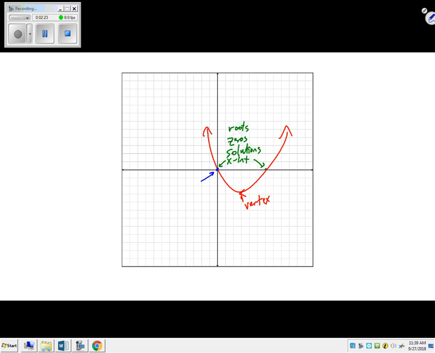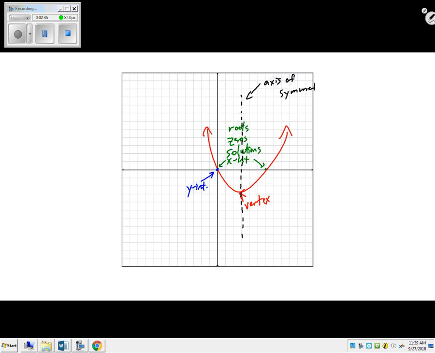It actually shares the same point that it is a y-intercept with. So this point would be the y-intercept. I'm going to be using it today, along with this imaginary line that runs down the middle. Okay, and so this is known as the axis of symmetry.